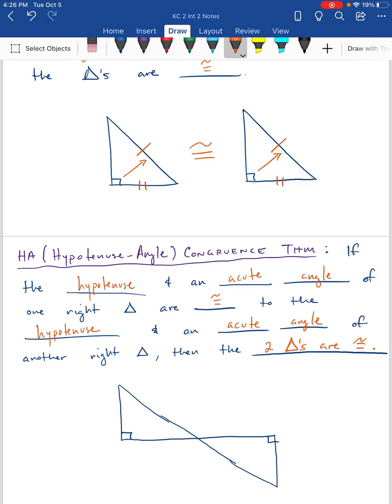Okay, so again, hypotenuse across from the 90-degree angle. So they're telling you that if this is equal to this, okay, so those two sides are equal to each other, and an acute angle, so I'm going to say these angles right here are congruent, then these two triangles are congruent, and everything in those two triangles are congruent by the HA theorem.